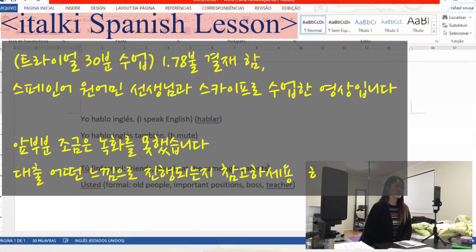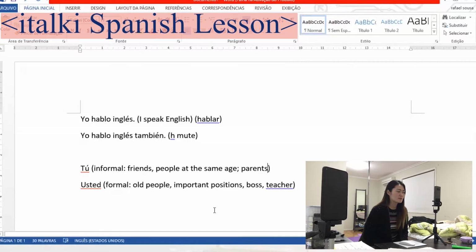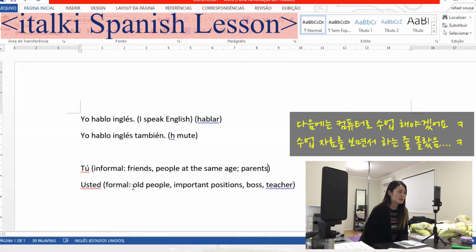We use usted for the formal. Usted. So, repeat after me. Tú, tú, usted, usted. Okay.